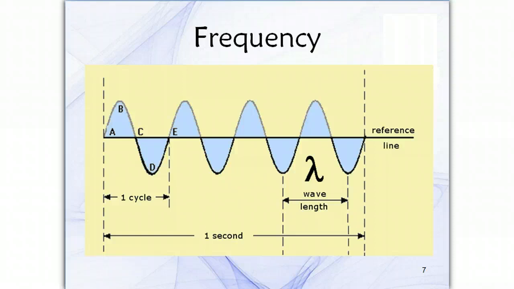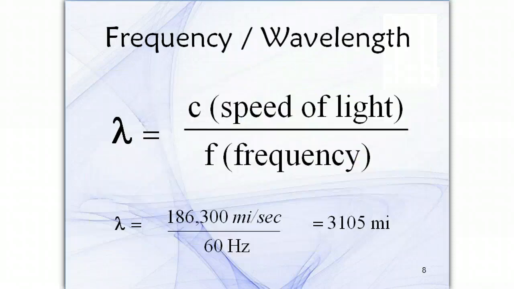And the formula for lambda, or wavelength, would be the speed of light over frequency in hertz. And you can do this one of two ways. You can either do it by miles per second over frequency or meters per second over frequency. The meters per second over frequency would be 300 million.